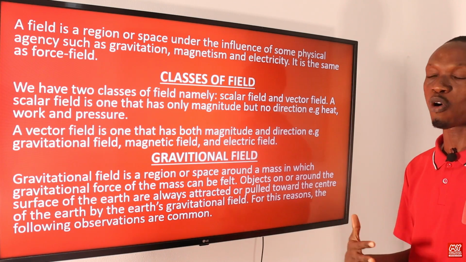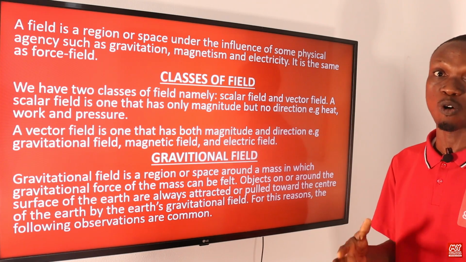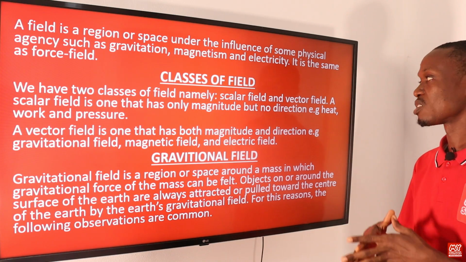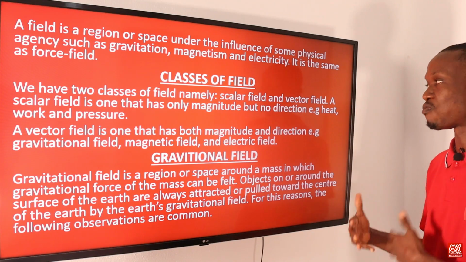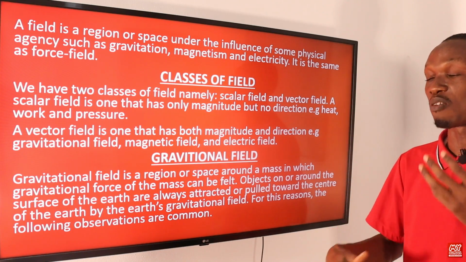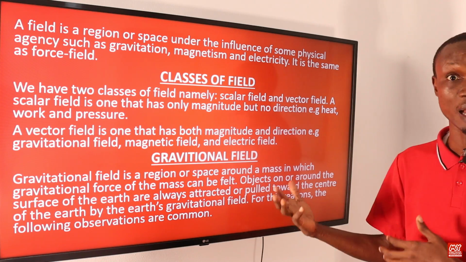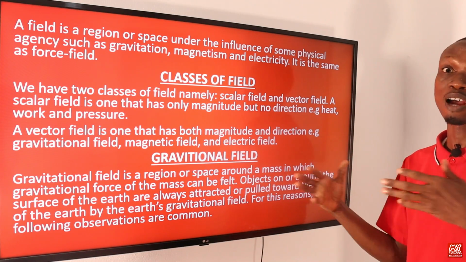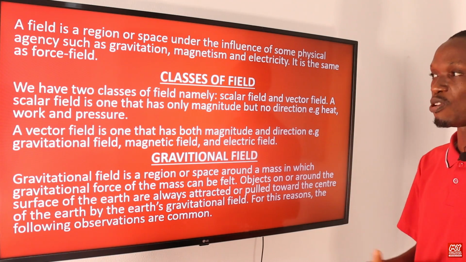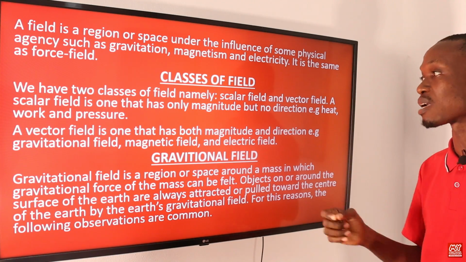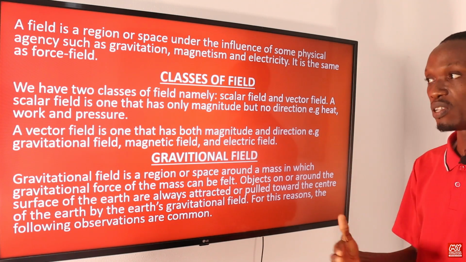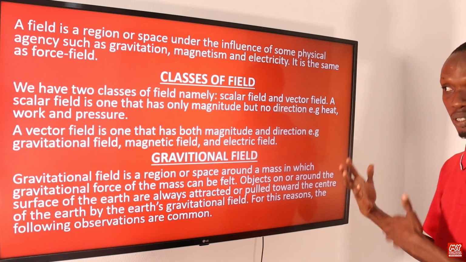So now let's move on to talk about the classes of field. We have two classes of field, namely scalar field and vector field. But you must not confuse this with scalar quantities and vector quantities. Though the definitions are the same, they are two different concepts in physics. So a scalar field is one that has only magnitude and no direction. An example is work, heat, and pressure, etc.